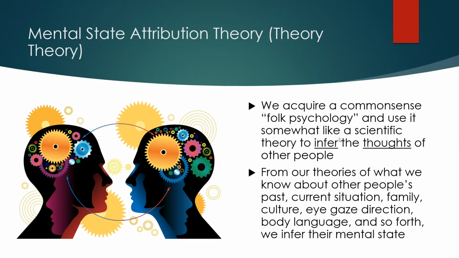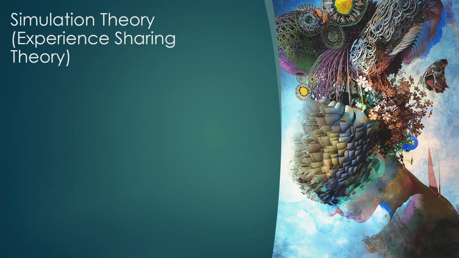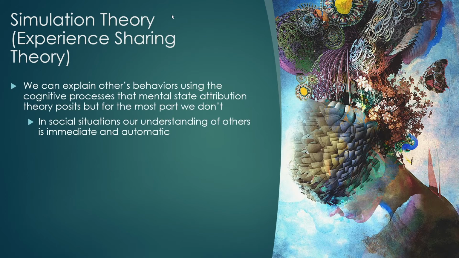This is put in contrast to this other theory called simulation theory. It's also been called experience sharing theory. I see simulation theory a lot more often in the literature. It came about because they started to think about this idea of mental state attribution, these cognitive processes that go into putting all of these different pieces together, the past and their actions and their family and all of these things. And they argue that we may be doing that in certain situations, but most of the time in social situations, our understanding of others is really fast. It's really immediate. We're not actively contemplating those different factors. That stuff is just already in place.